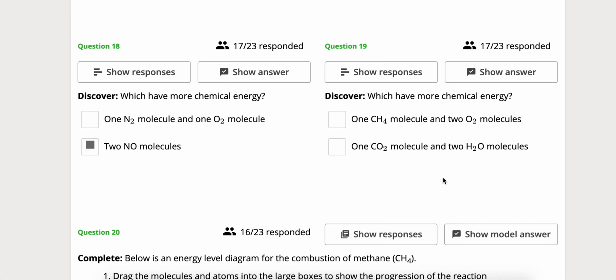For question 19, which have more chemical energy? One CH4 molecule and two O2 molecules, or one CO2 molecule and two H2O molecules? The correct answer would be A, because these molecules have more chemical energy than the CO2 and H2O that is produced if they react. So the excess energy is released into the surroundings. It is an exothermic reaction.